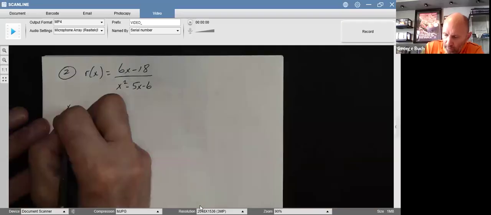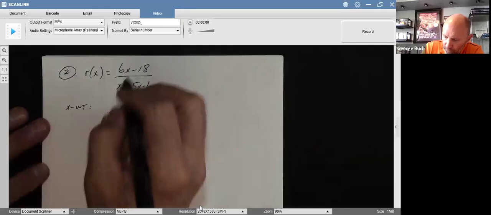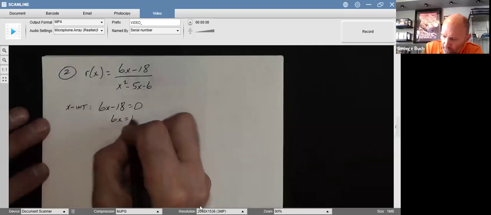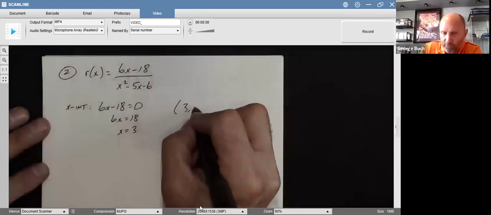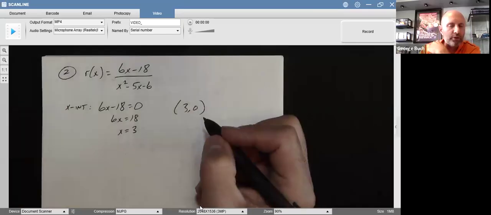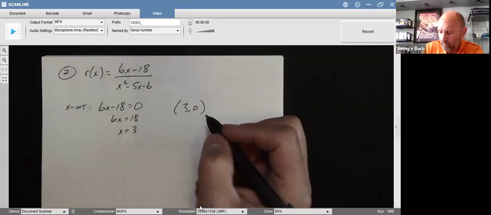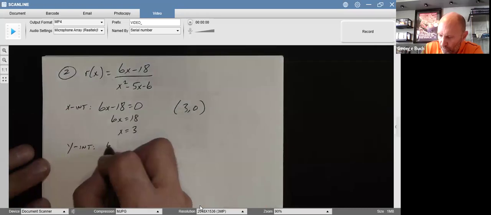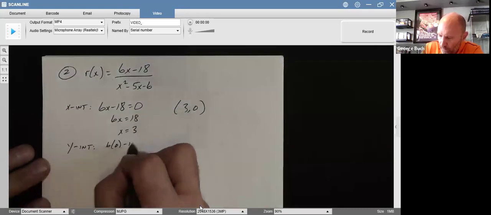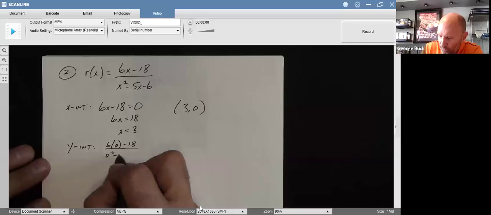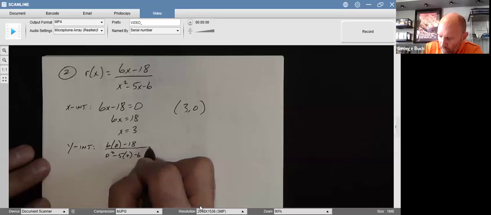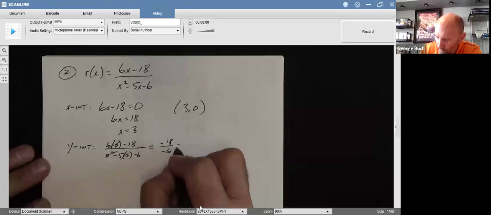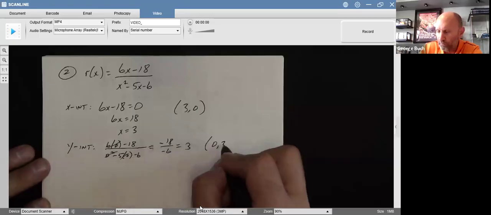All right, so x-intercept, we do what? Set the numerator, 6x minus 18, equal to 0. So 6x is 18, x is equal to 3. So my x-intercept is at +3, y is 0. Y-intercept, set all the x's equal to 0. So I have 6 times 0 minus 18 over 0 squared minus 5 times 0 minus 6. So all of these guys cancel out. So I get -18 over -6, which is +3. So it's at 0, +3.